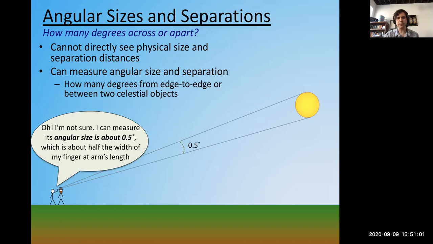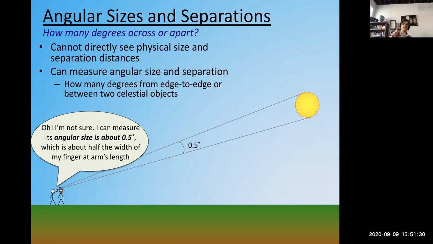So really what she's doing right here is, as she holds up her finger at arm's length, one edge to the other edge spans about 1 degree of the sky. That means I'd have to hold up my finger and then move it over 1 finger width, and move it over 1 finger width, and move it over 1 finger width. If I did that, I could spin all the way around the sky from one finger width to the next, and it would be about 360 finger widths, so 360 degrees around.